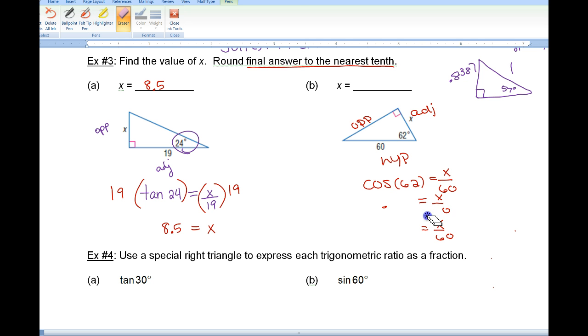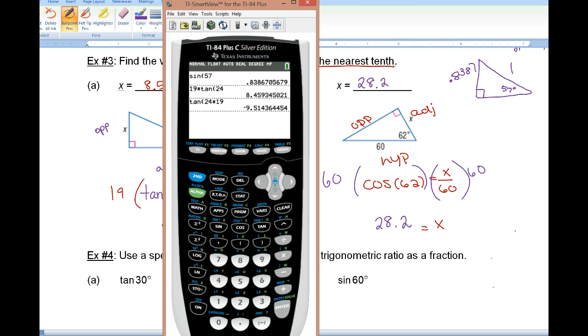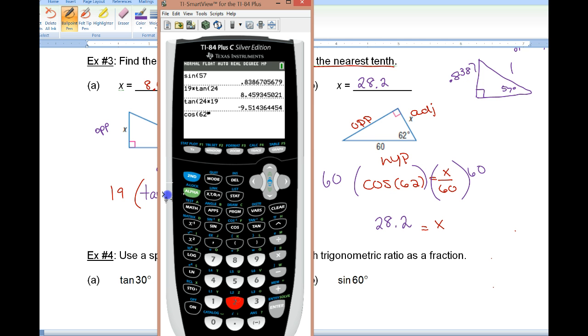0.47, I would go to much more. What do we get for x? You might have gotten the same answer. I got 28.2. Yeah, it might have worked out. I did it the same way on that one, and I got the same answer. Okay, sometimes it's not going to be as accurate. So if you're going to do that, do 0.4695.